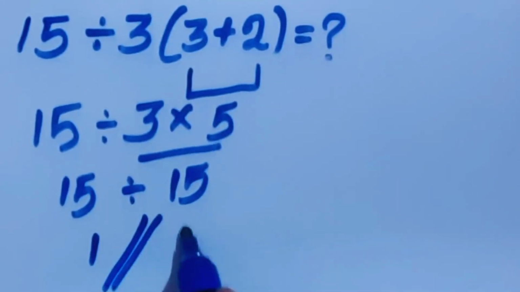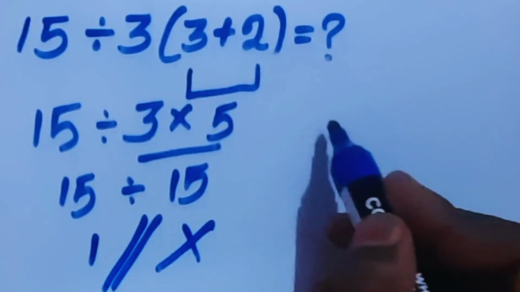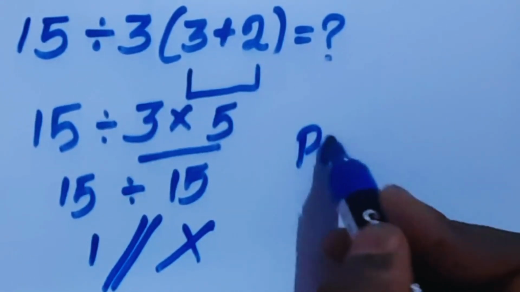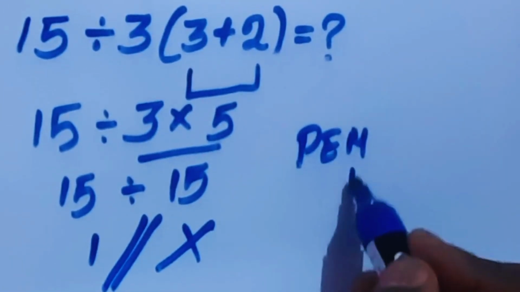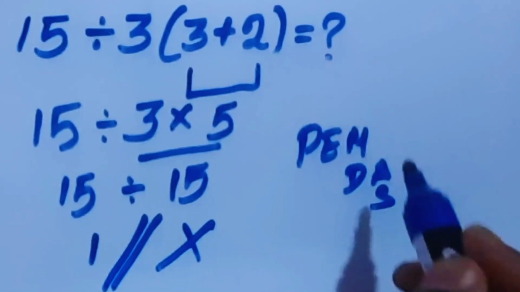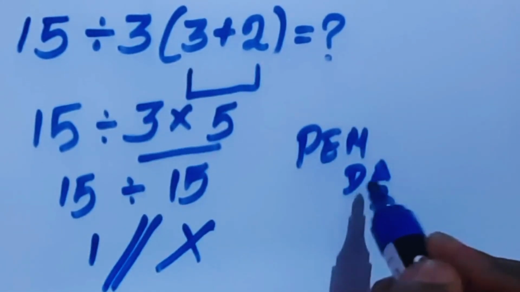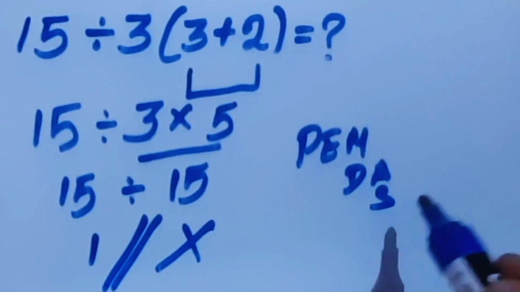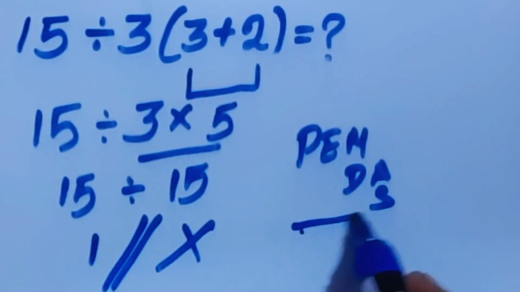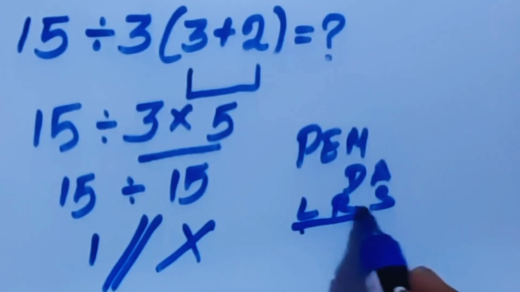It is wrong. As per the order of operations, PEMDAS, multiplication and division are the same priority, and addition and subtraction are the same priority. We have to follow this left to right in this order.